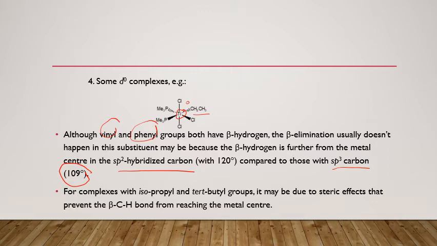For complexes with isopropyl and tert-butyl groups, they also cannot undergo beta elimination because of steric effects. The size of the tert-butyl and isopropyl is big, so it prevents the hydrogen on the beta carbon from reaching the metal center.